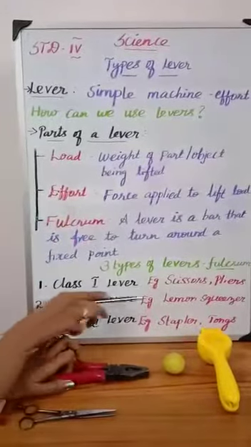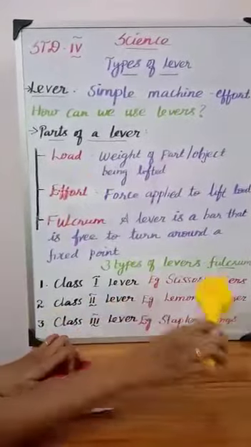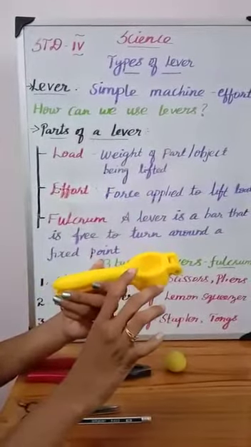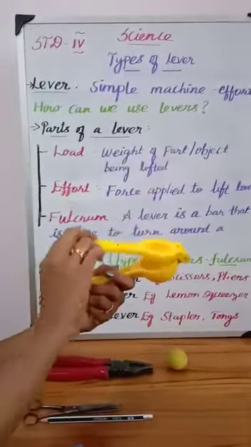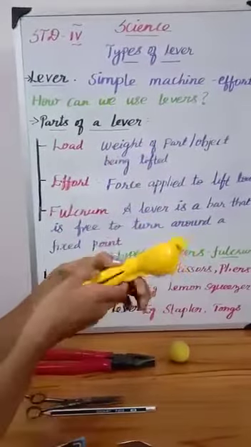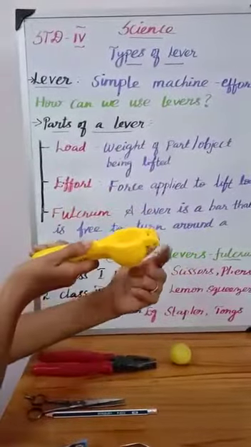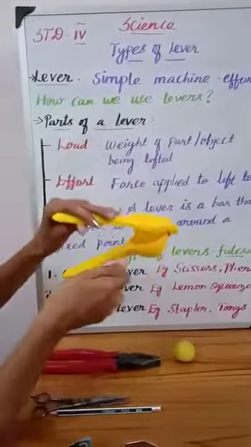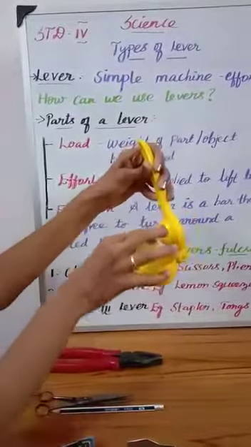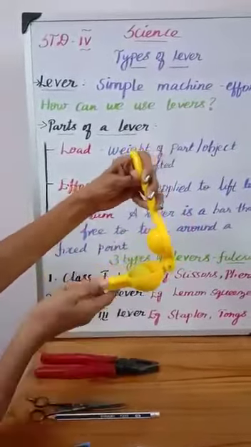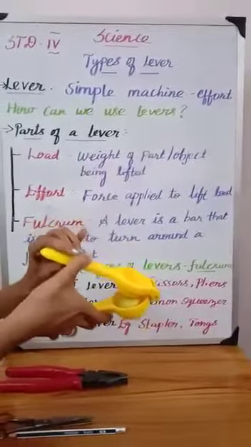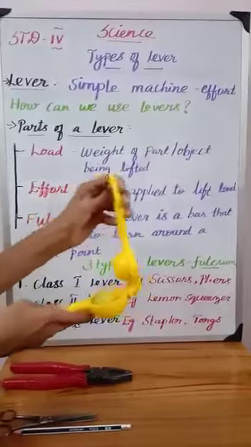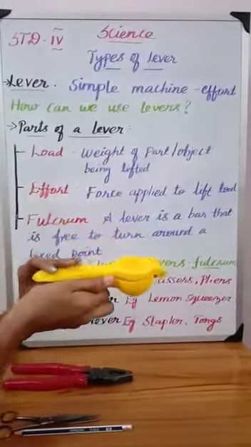Coming to class 2 lever, example lemon squeezer. In a second class lever, the load is located between the fulcrum and the effort. We put effort here, and this region is the fulcrum region, so it can turn this side or this side. This is the load, we put the load here at the center, and we use the effort here. This is a class 2 lever.